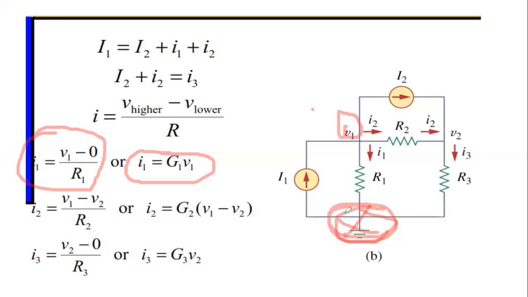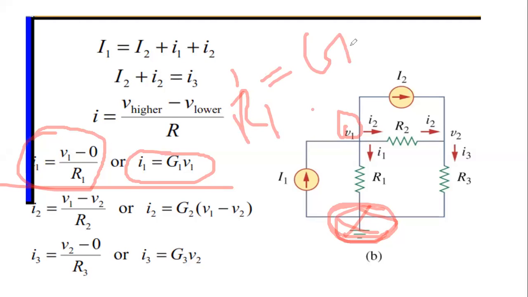Mahmoodul Hassan is asking what is G1. G1 is nothing but 1 by R1. So here they have simplified the equation, like it is 1 by R1. So they have just written that 1 by R can be written as G1, conductance. So it can be converted into conductance because the reciprocal of resistance is conductance.